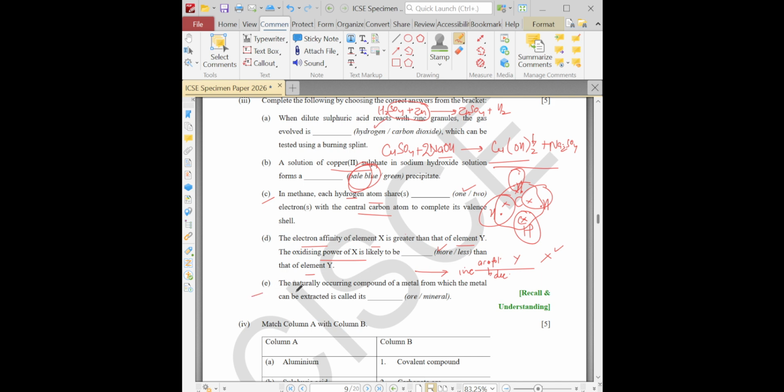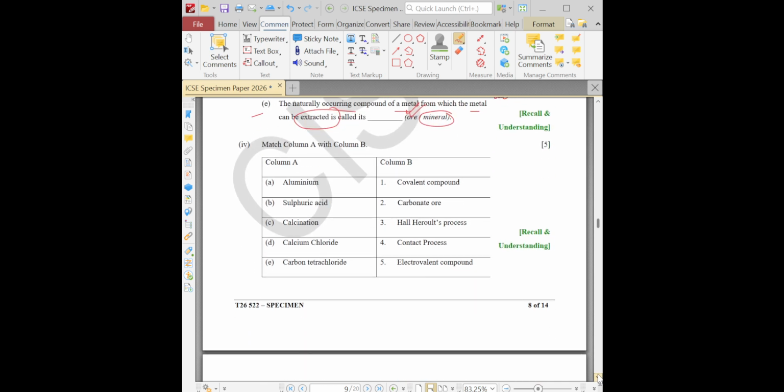Now we come to the fifth part: the naturally occurring compound of a metal, from which the metal is extracted. When it is a naturally occurring compound of a metal, it is always known as a mineral, but when we extract metal from that mineral, then it is an ore. So the answer is ore. Is this clear?